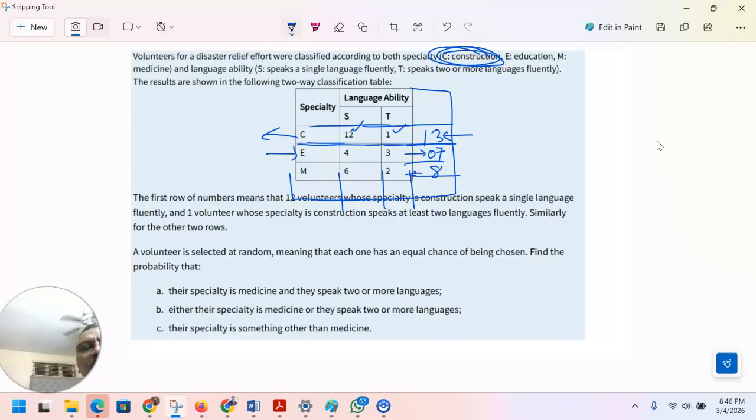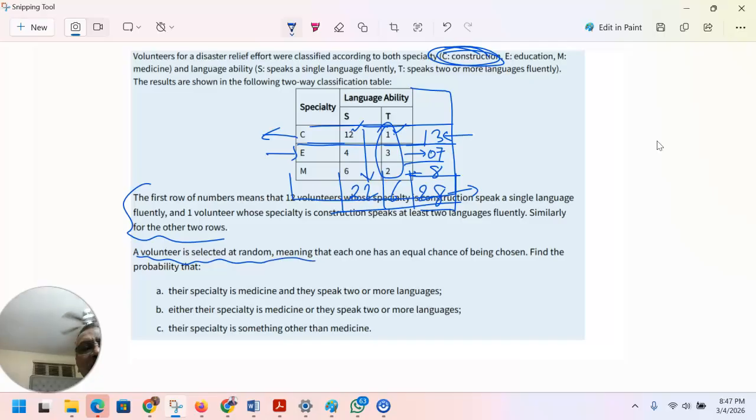And if you add these three, that means single language, 12 plus 4 and 6 becomes 22. And this will be 1 plus 3 plus 2 is 6. Together you can see both ways, this will be 28 total. That means out of 28. Now we go directly. So that's what this explains to you.